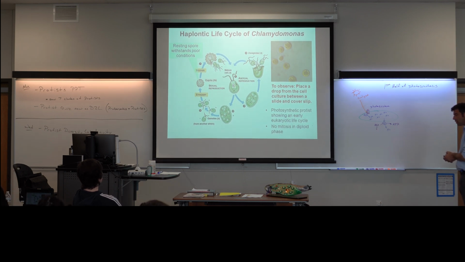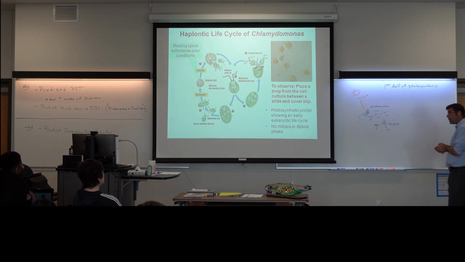Green algae are aquatic. They have no adaptations to life on land. Plants, on the other hand, are going to start to have adaptations. They're going to start to differentiate themselves from green algae because they're going to spend more time in this diploid part of the life cycle.